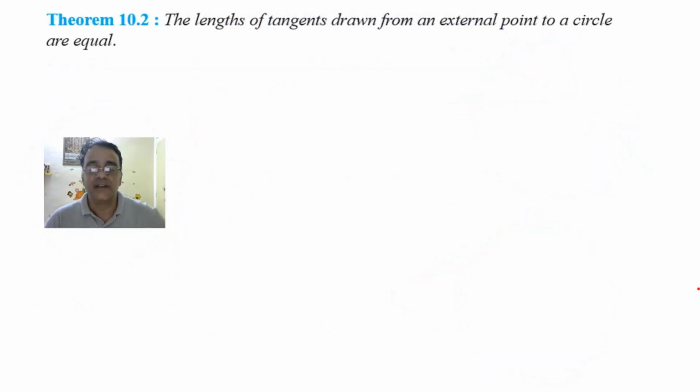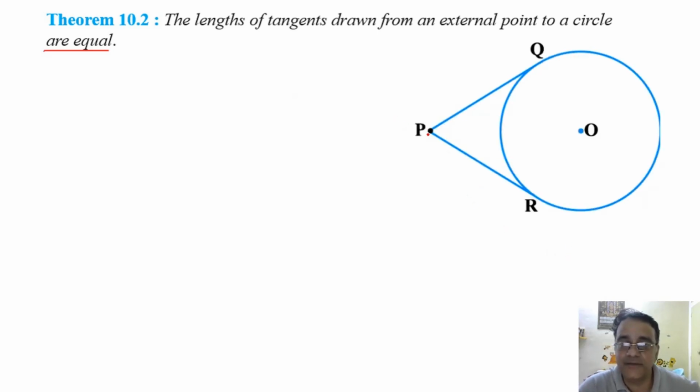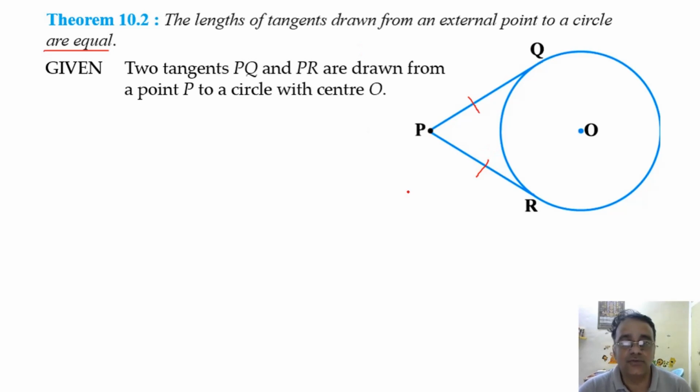That is very important. The lengths of tangents drawn from an external point to a circle are equal. अगर हम लोग अभी जो देखे थे, when a point lies outside the circle, exactly two tangents you can draw, and the length of those 2 tangents are equal. That we have to show. So see what we have to show, that PQ is equal to PR. ये दोनों इक्वल है, शो करना है according to this theorem. So 2 tangents PQ and PR are drawn from a point P to a circle with center O, and we have to show that PQ is equal to PR.